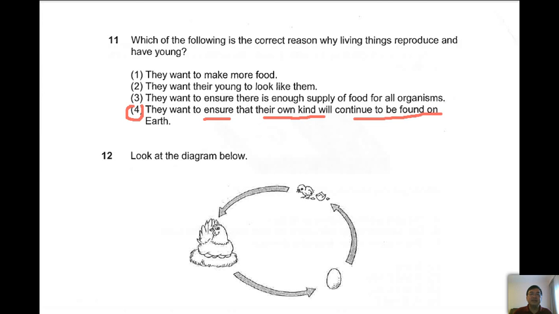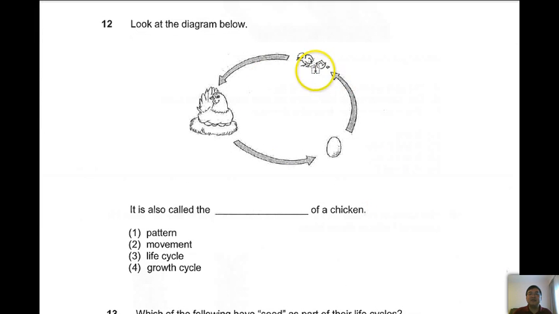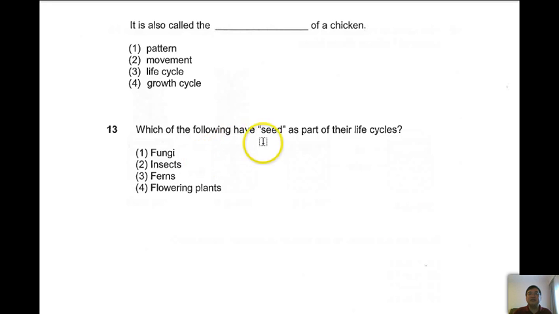Okay, next, look at the diagram below. There is a life cycle of a chicken. Yeah, it goes this way. From the egg, the young, and the adult lays egg again. Now, this is called a what of a chicken? Life cycle. Very simple, life cycle, okay? Nothing else. Let's carry on. Which of the following have seed as part of their life cycle? Fungi, no, by spores, insect by egg, fern by spore, and a flowering plant by seed. All right, the choice is number 4.